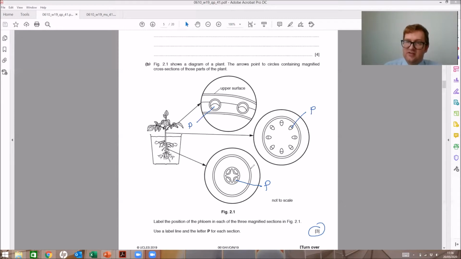This would be an easy 3 marks if you know your structure of the leaf, stem, and root in a transverse cross-section diagram. Your label lines should be just straight lines using a ruler with the label P. It clearly says a letter label P. So don't shade, don't circle, it has to be a label line with the letter P.